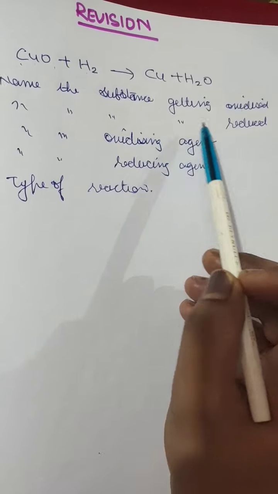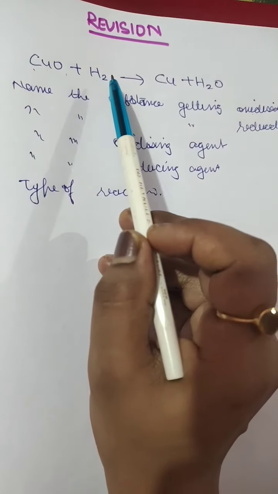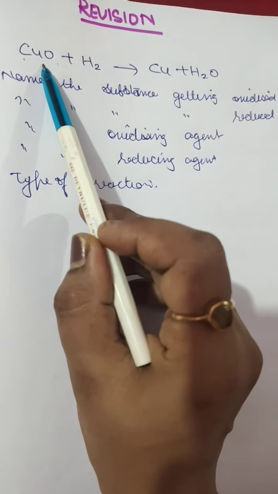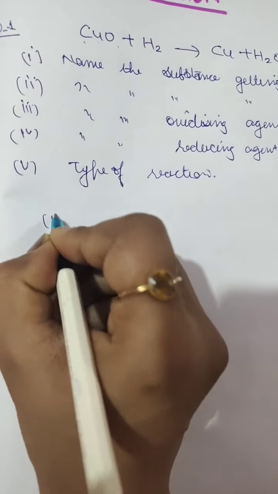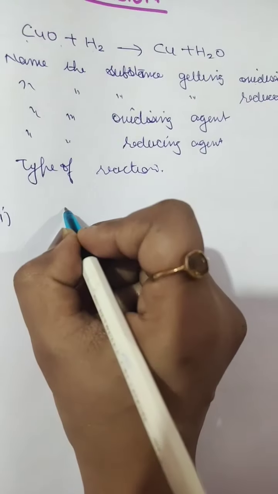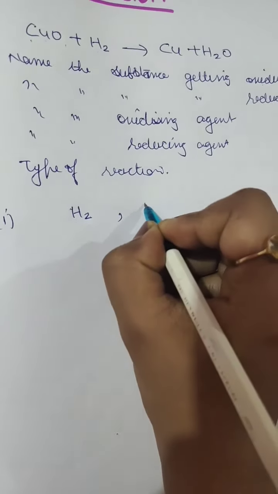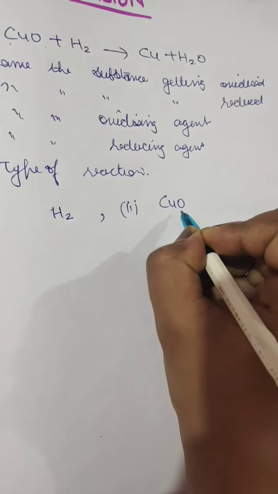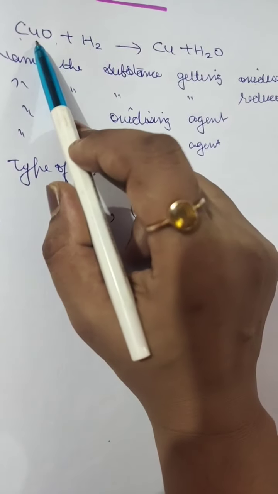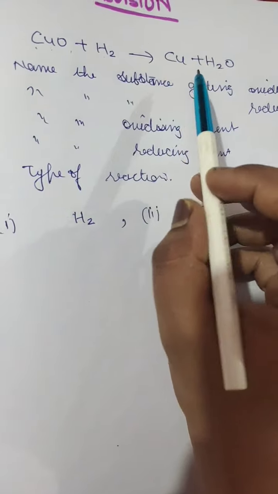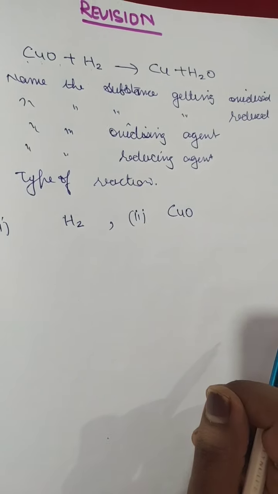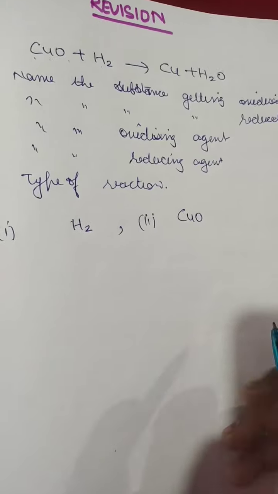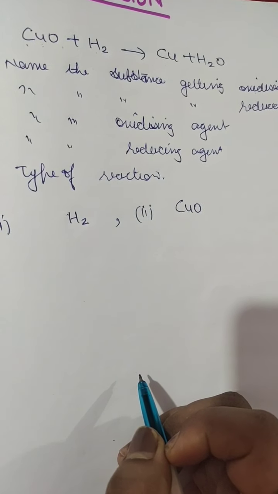The substance which is reduced, that means the removal of oxygen or the addition of hydrogen, is called reduction. So this copper oxide is being reduced to copper. The first answer is: the substance getting oxidized is hydrogen. Second, the substance which is reduced is copper oxide, because the oxygen is being removed from it. Here we can see oxygen, but here there is no oxygen, which means it is being removed. So the removal of oxygen is called reduction, so CuO, copper oxide, is being reduced.